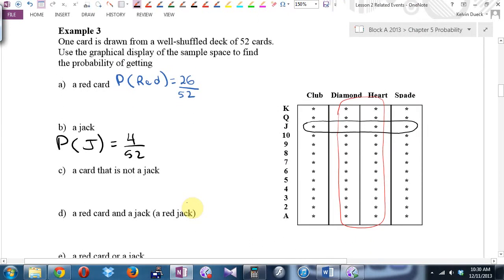Christina, what does C want me to find? What's the probability of not getting a jack? How'd you get to 48? Did you guys actually count? What did you do?